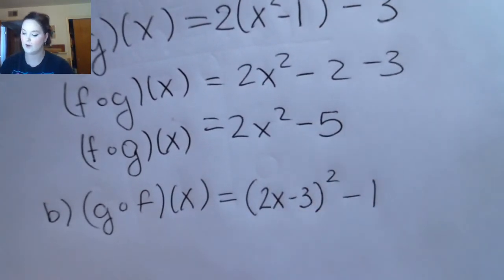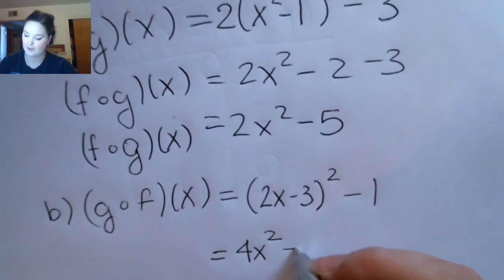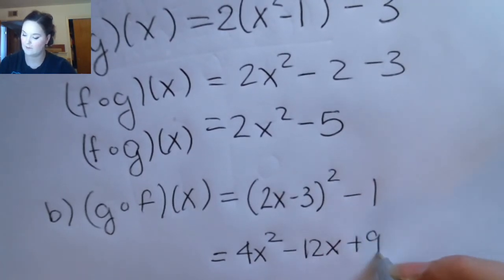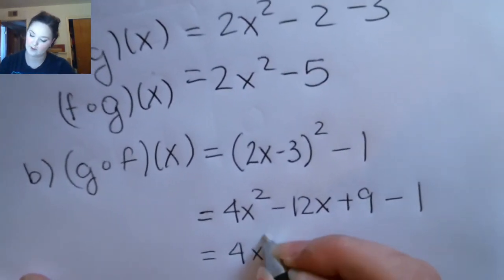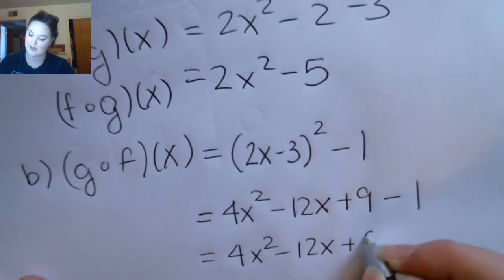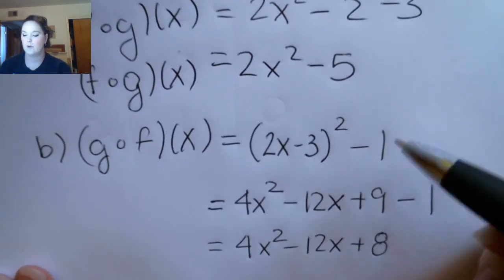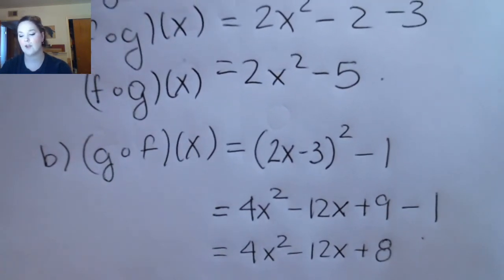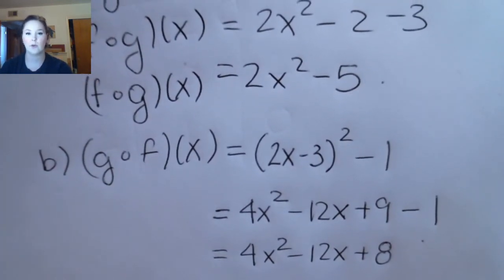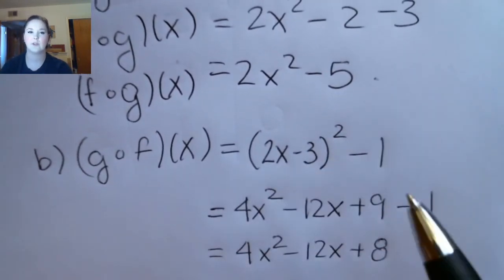Okay, now we have to square this function, so that's going to give us 4x squared minus 12x plus 9. And then I still have my minus 1. So this is going to give me 4x squared minus 12x plus 8. So as you can see from this example, it does matter which order you compose them. F and G are different functions, so the ordering will actually matter. You can see that F composed with G and G composed with F give totally different answers.